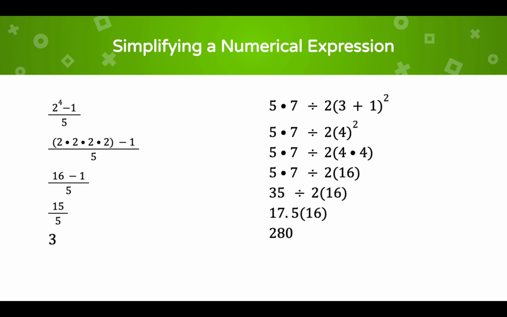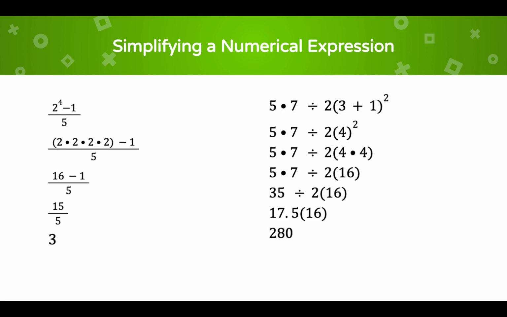Parentheses, then exponents. So 4 to the second power, please note that that 2 in the front is not part of the base. The base is 4 because of those parentheses. So 4 times 4 is 16. And so we now have 5 times 7 divided by 2 parentheses 16. Well, what does it mean for a number to be next to a parentheses? Well, that's implied multiplication. So this is 5 times 7 divided by 2 times 16.